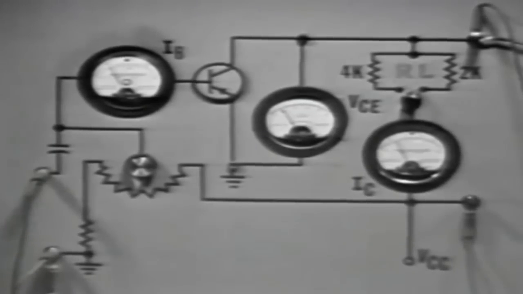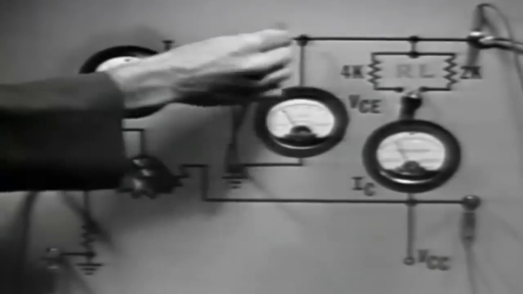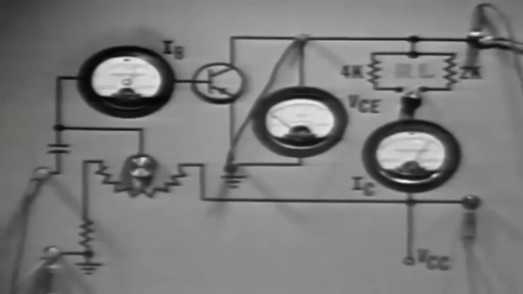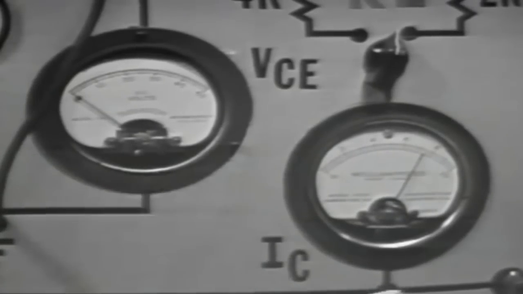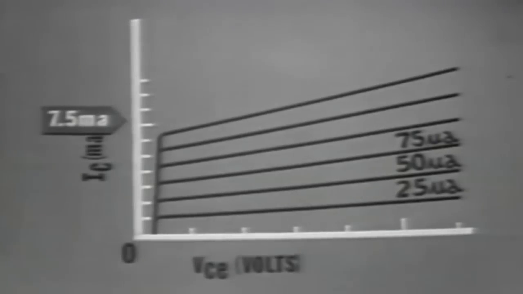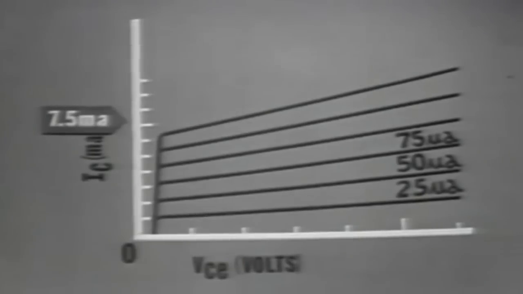To show the circuit conditions when a transistor is shorted out, let's put a short across the transistor like this. Collector to emitter voltage goes to 0 and collector current rises to 7.5 milliamps. This is the maximum current that will flow in this circuit. On the graph, 7.5 milliamps and 0 volts collector to emitter voltage falls right here. This is a point representing one of the limits of the circuit.